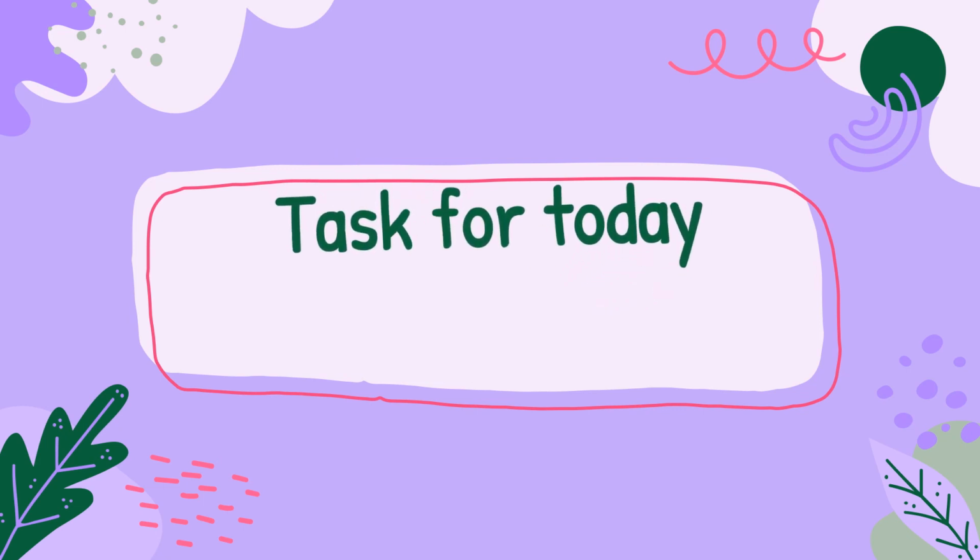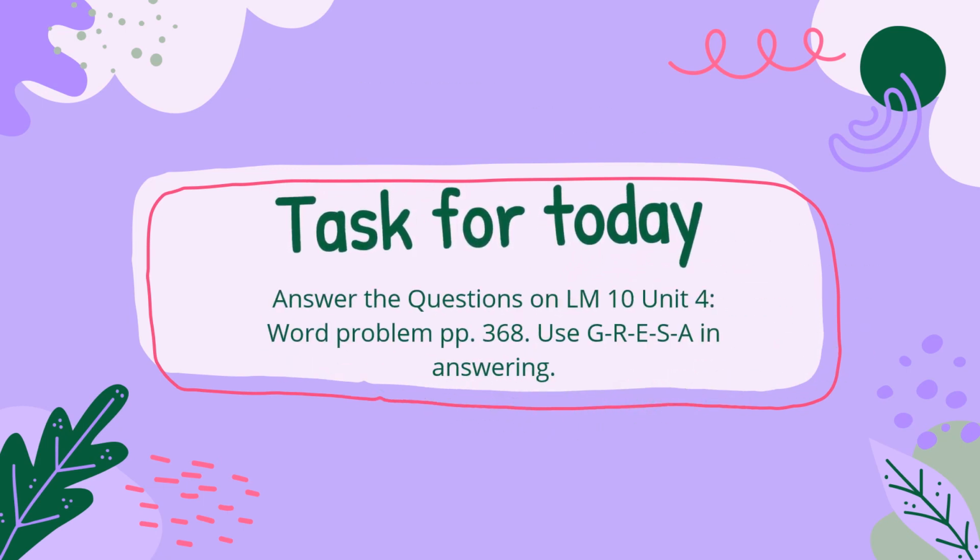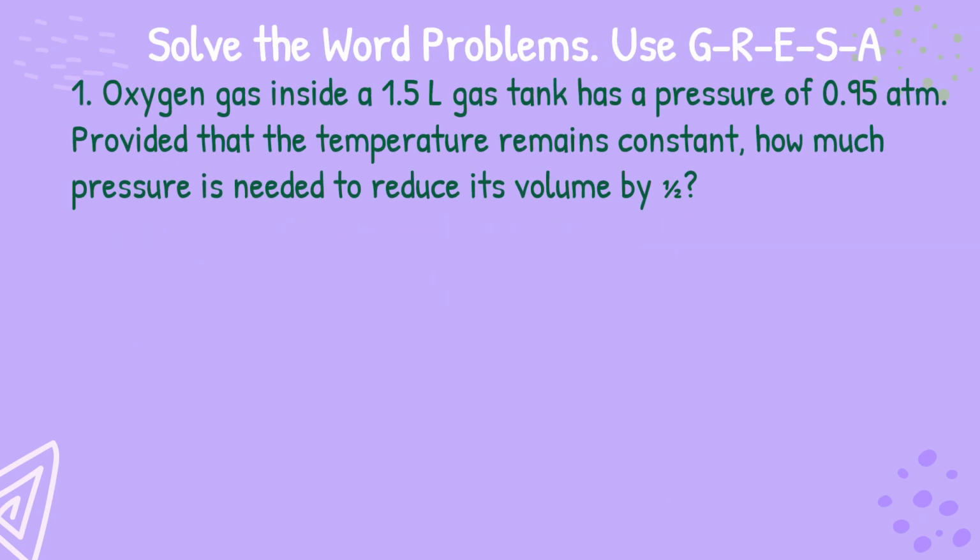Now, for your test activity, I want you to answer the word problems on the LM, or Learning Material 10, Unit 4, page 368. Use GRESA in answering. So here are the word problems on your learning material. Number 1. Oxygen gas inside a 1.5-liter gas tank has a pressure of 0.95 atm. Provided the temperature remains constant, how much pressure is needed to reduce its volume by one-half, or by half?